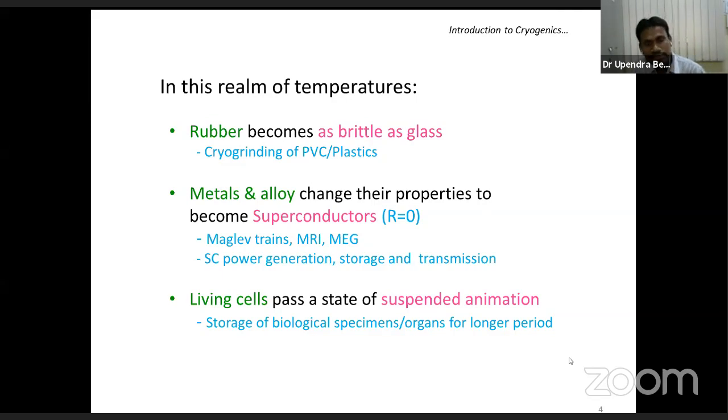And living cells pass into a state of suspended animation, where all biological reactions almost stop. As long as you store biological specimens or organs in specially designed containers and your cryogens are there, then there is absolutely no time limit to store these specimens or organs. So you need a special container and cryogens so that it can be stored for as much time as you need. Okay, with this, I'll leave the introduction to cryogenics.